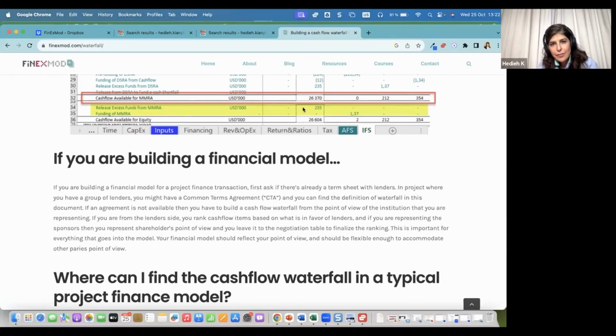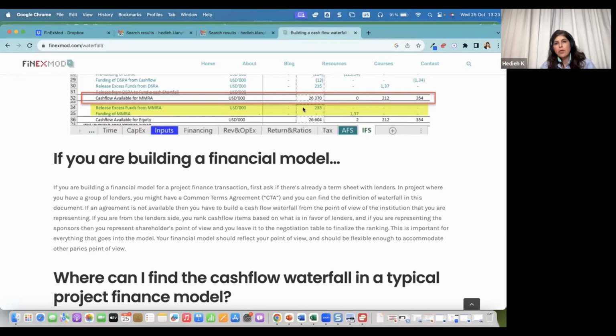Great. Question from Jeremy. From a lender's point of view, is it better to negotiate with the developer to fund the DSRA, or to use a letter of credit instead? From the lender's point of view, I don't think it makes any difference. It should not make any difference for them, because the letter of credit also tells them the cash is available there.